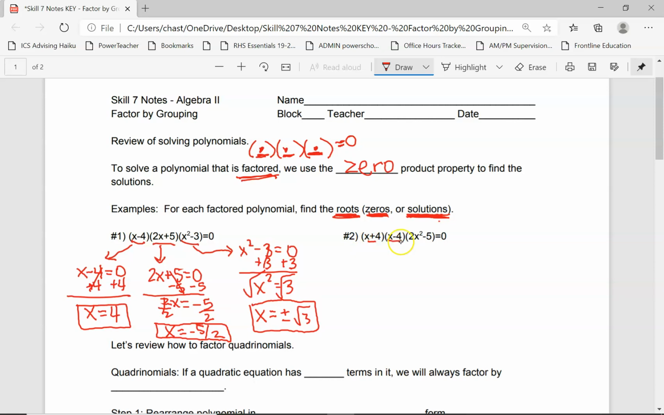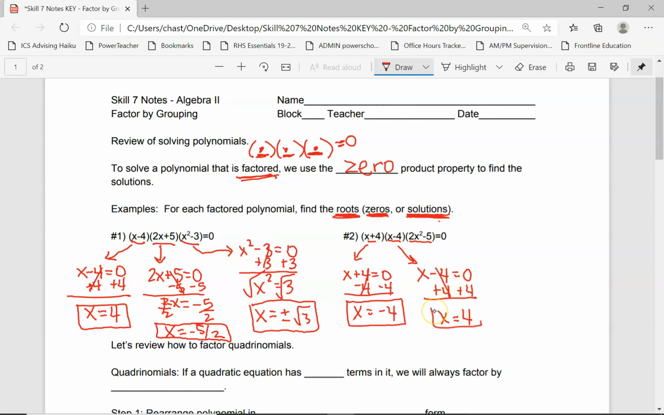All right, let's look at the next one. Same deal here. We have 3 different factors, and it's set equal to 0. So we just set each factor equal to 0. Some of you on these more simple ones may not need to actually write out the equation. You may be able to solve this without having to write this, but I do it because I want to make sure everybody understands. Okay, so we have our first two solutions.